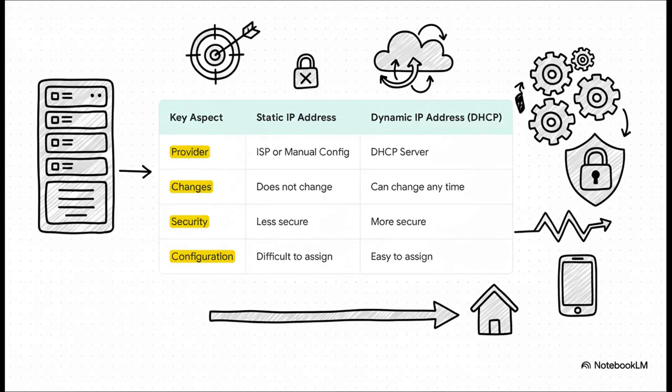Now, this is where it gets really interesting, because this is where you, the creator, have to make a choice. If you're building something like a central home automation server that other devices always need to find, a static IP is probably your best bet. It's reliable. But if you're just making a simple sensor that wakes up, sends a piece of data, and goes back to sleep, the simplicity and added security of a dynamic IP is often the way to go.